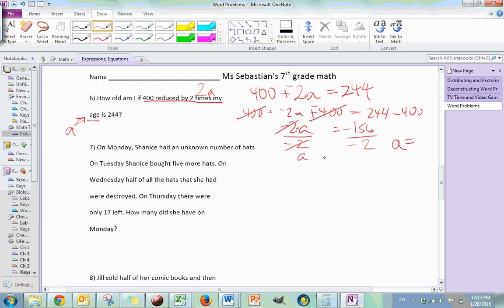Let me write it underneath. a equals, and remember, 2 negative signs cancel, so you're left with a equals 78. So I'm 78 years old. Wow, pretty old. Okay, the next problem is a little tricky.